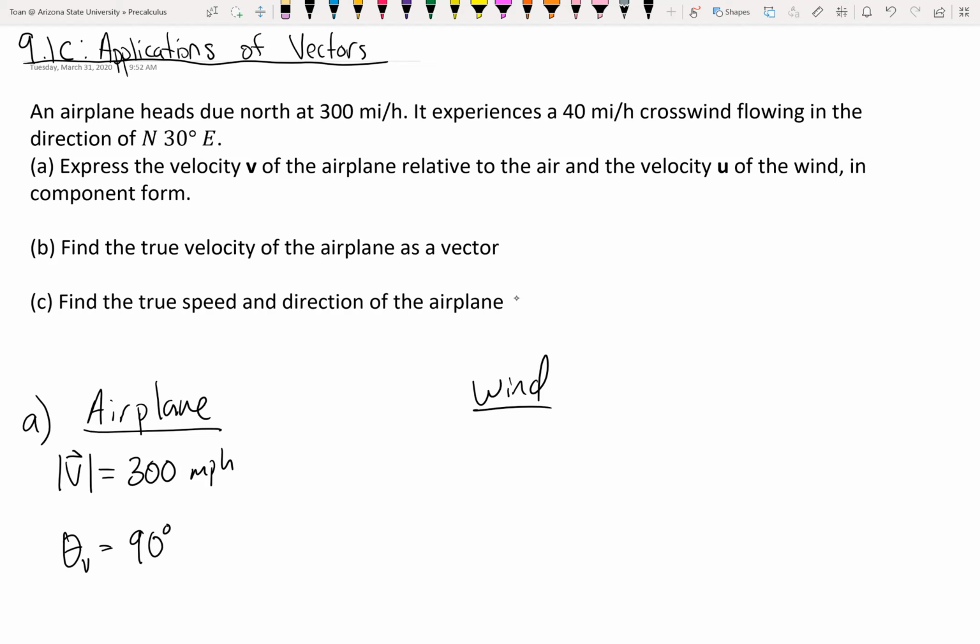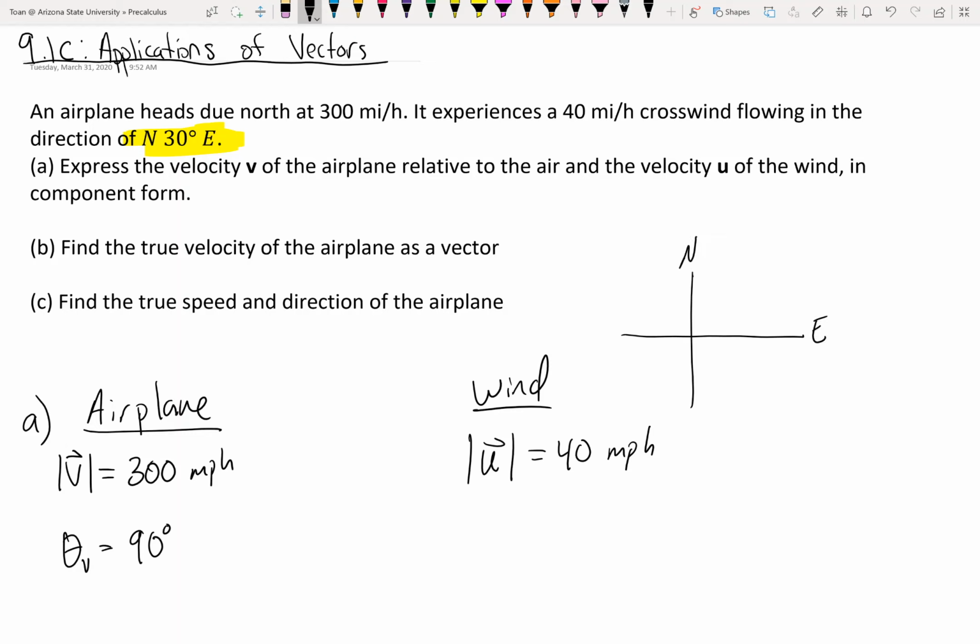Let's go ahead and do the same thing for the wind. What information does it tell us? It tells us that the wind is going 40 miles per hour, so that's its magnitude, its speed. They said to use u for wind. And it goes in the direction of north 30 degrees east, which is a bearing. But we have to remember, when it comes to math with vectors, it needs to be a direction measured from standard position, measured from the x-axis. So although north 30 degrees east is a perfectly fine way of describing direction, we need to measure it from standard position.